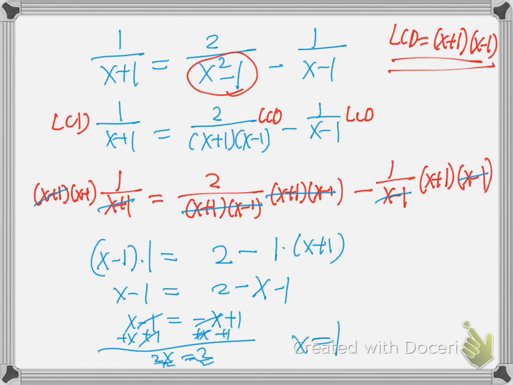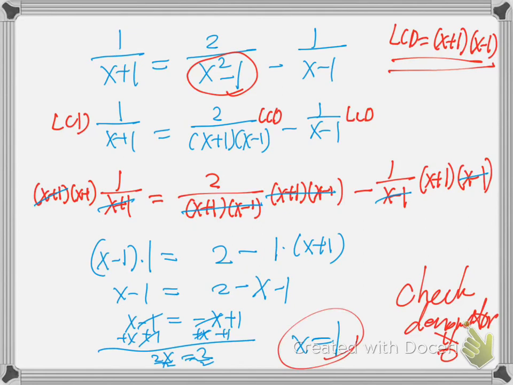x is 1. But now we have to check it. Check that the denominator is not equal to 0. For x equal to 1, this is the problem: the denominator is 0. So we have to drop this solution. For the linear equation we got a solution x equal to 1, but this rational equation has no solution because the denominator is 0 for this value.